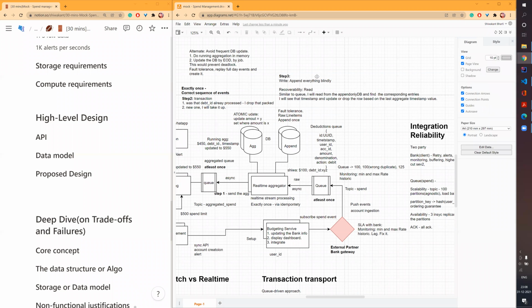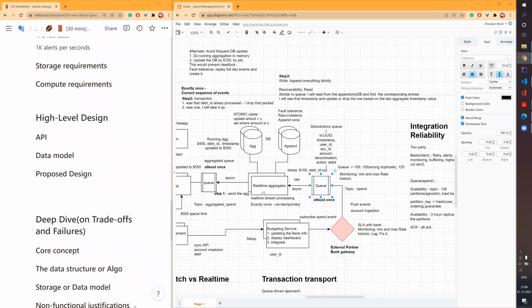Whatever events we get from the queue will run through steps 1, 2, and 3. So what if suddenly this aggregator is down, or the alerting system is down, or any of the downstream is down? From this append DB, we can replay events as far back as we can. Similar to the queue, it will be read from the append-only DB and find the corresponding entries. It will see the timestamp and update or drop the row based on the last aggregate stamp value.